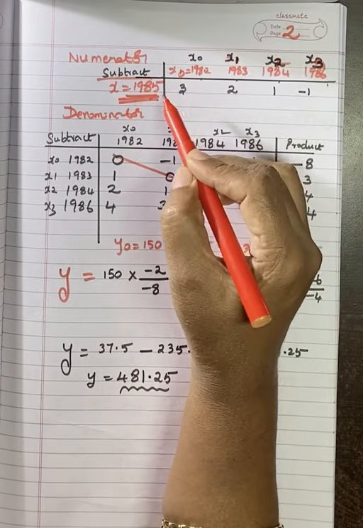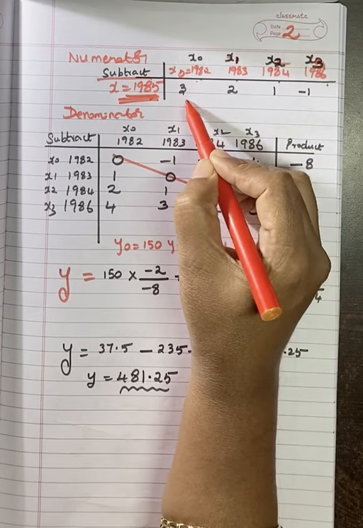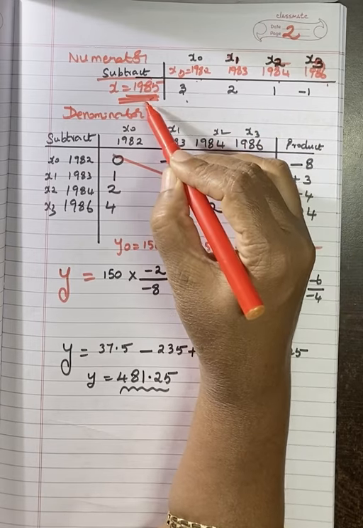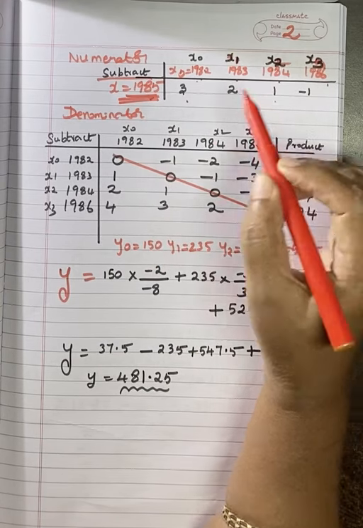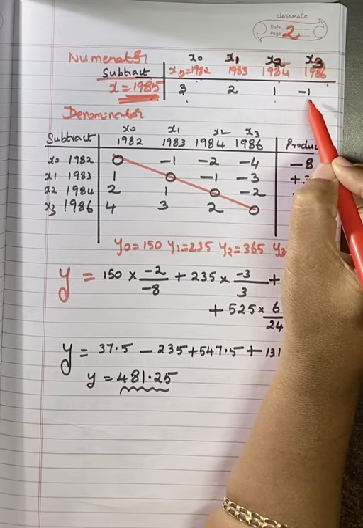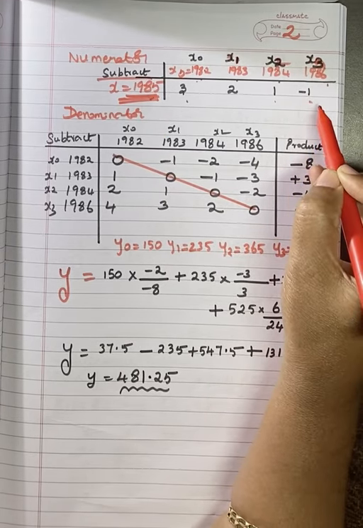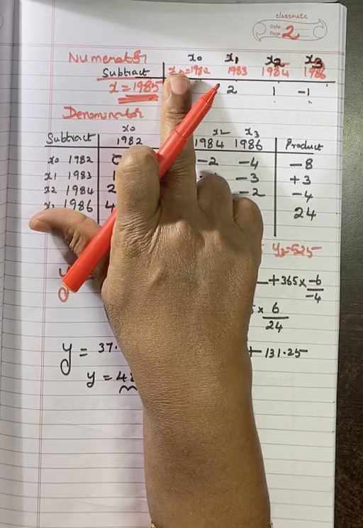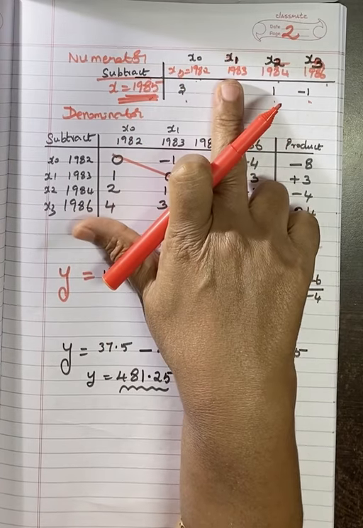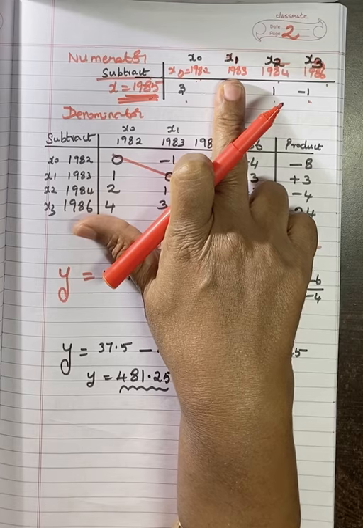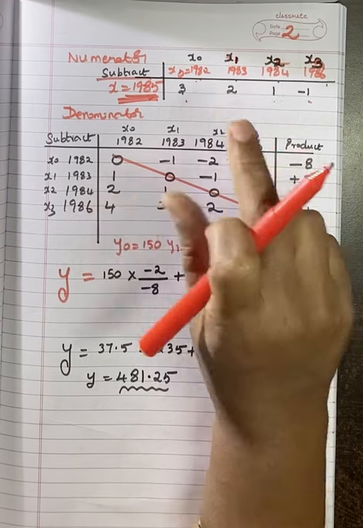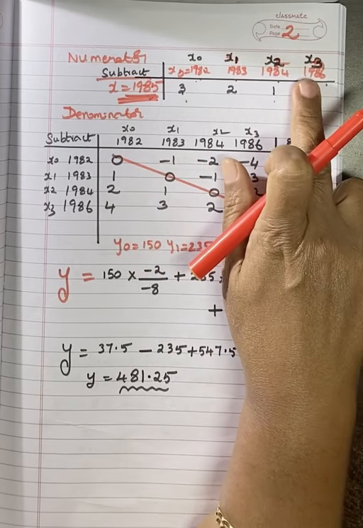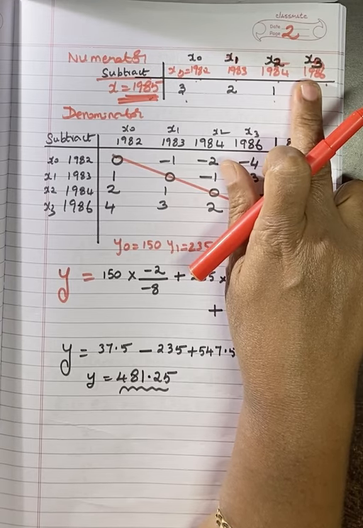1985 minus 1982, answer is 3. 1985 minus 1983, answer is 2. 1985 minus 1984, answer is 1. 1985 minus 1986, answer is minus 1. Very simple. For the first numerator, you leave the first number and multiply the remaining numbers. For the second term, you leave the second number and multiply the other three. For the third numerator, leave the third number, multiply 3, 2 and minus 1. For the fourth term, you leave the last number and multiply 3, 2, 1.